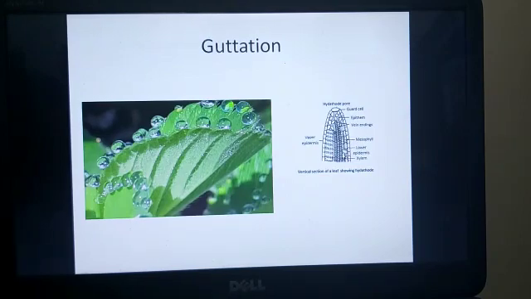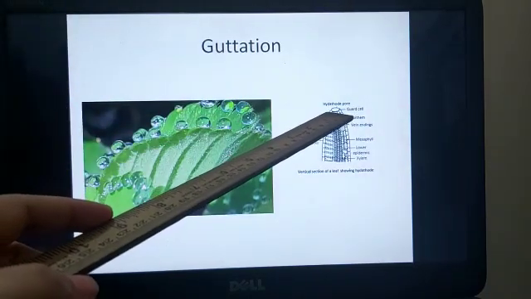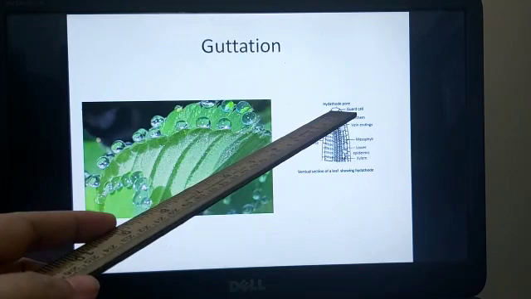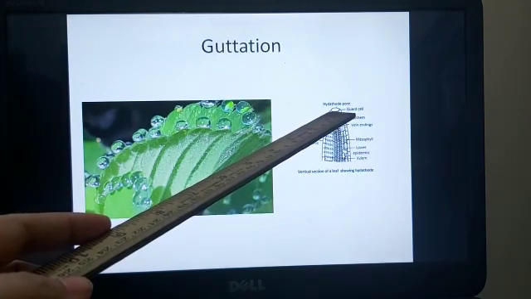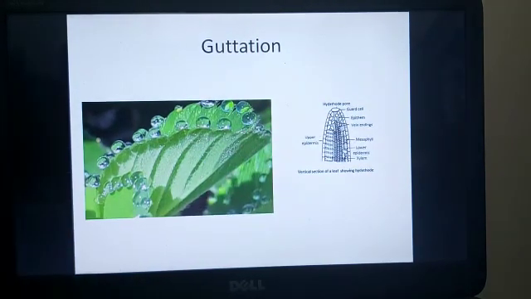Now this guttation happens because of increased root pressure, and this happens through the specialized cells called hydathodes. So here in the margin of the leaf there is a special cell called hydathodes. Through the hydathodes the loss of water in the form of water droplets takes place. So here the difference between guttation and transpiration is very important. Transpiration is the loss of water in the form of water vapor from the aerial parts of the plant which takes place through stomata, whereas guttation is the loss of water in the form of water droplets that takes place through the specialized cells called hydathodes.